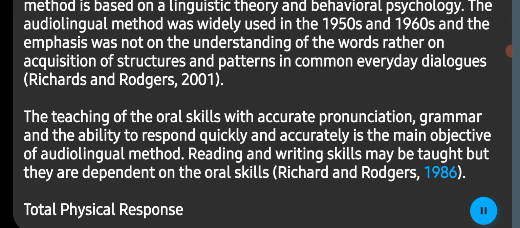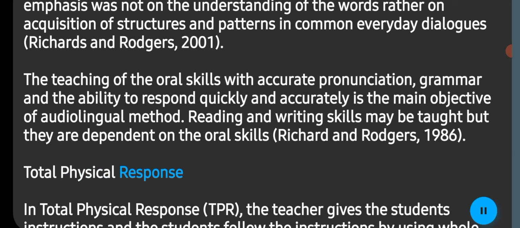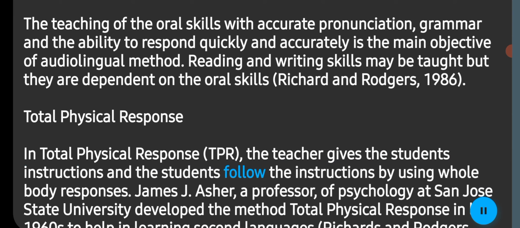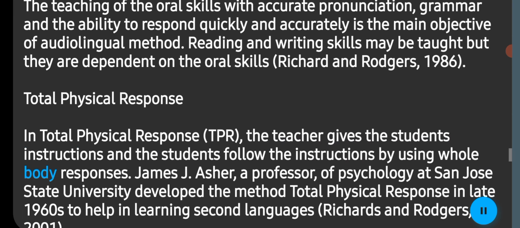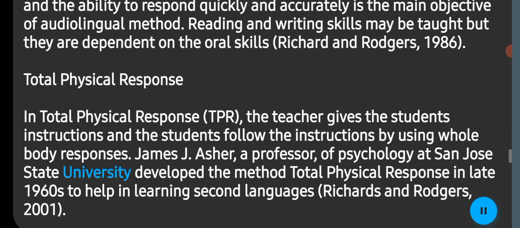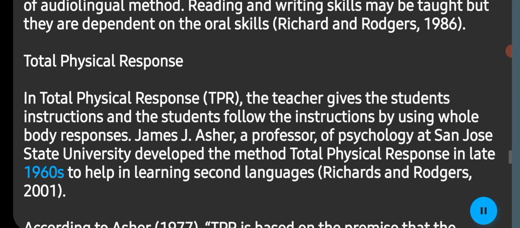Richards and Rodgers, 1986. Total physical response. In total physical response (TPR), the teacher gives the students instructions and the students follow the instructions by using whole body responses. James J. Asher, a professor of psychology at San Jose State University, developed the method of total physical response in the late 1960s to help in learning second languages.